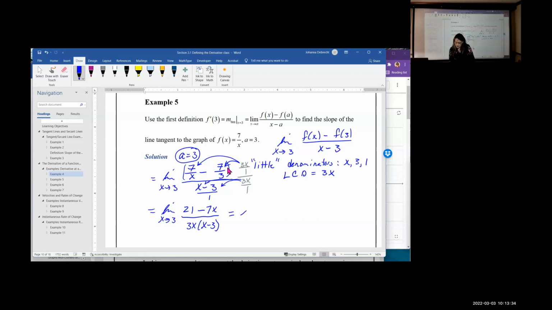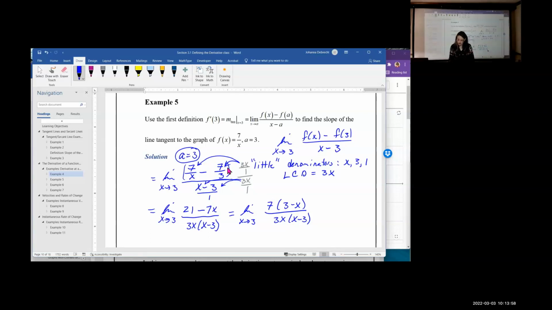So now I need to factor the numerator, and that's going to take out a 7 as the greatest common factor and leave me 3 minus x. Now I've got 3 minus x over 3x, x minus 3. These are very close, but they're opposite in sign. 3 is positive here, negative here. X is negative here, positive here.